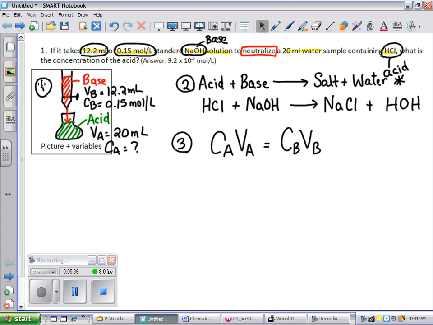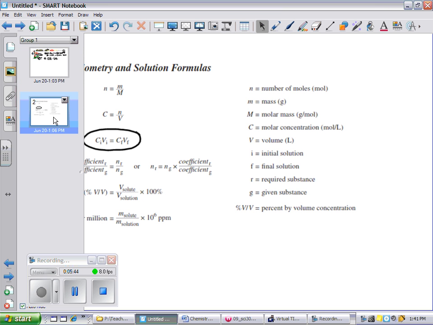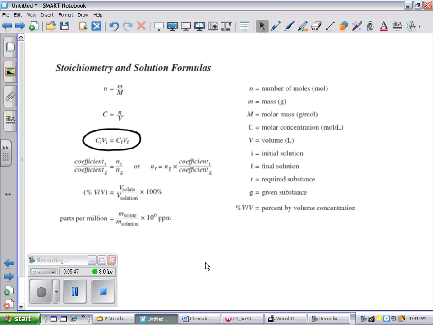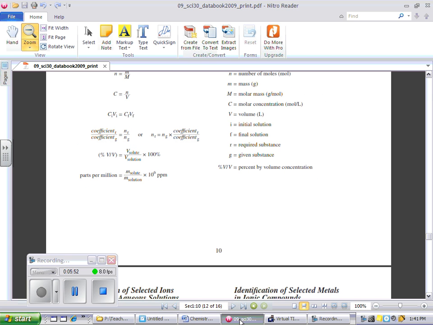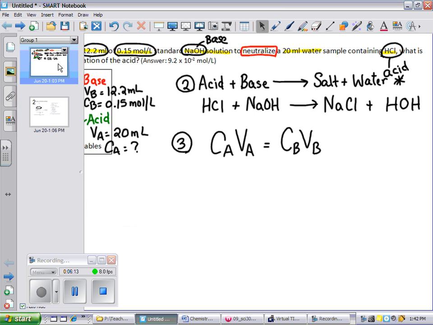And if you forget this formula, you could look it up in the data booklet, except that it appears in a slightly different form. So if you open up your data booklets and turn to page, oh, hang on, this is on page 10 of the data booklet, so we'll go back here, so it's a little bit bigger. It is on page 10, but instead of CAVA, it says CIVI equals CFVF, so you'd have to put in A's for the I's and B's for the F, but it is in your data booklet if you need it. So back to the question.